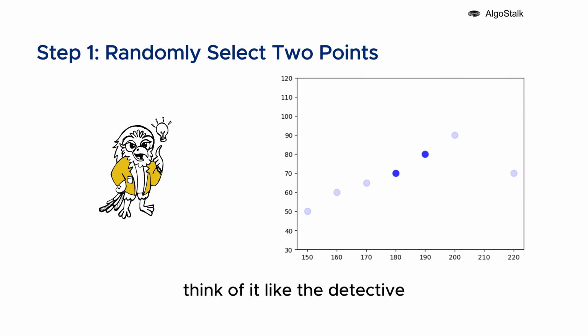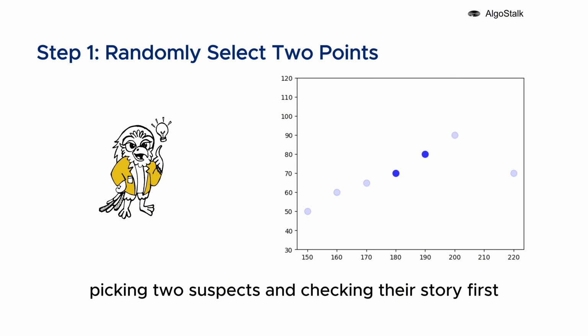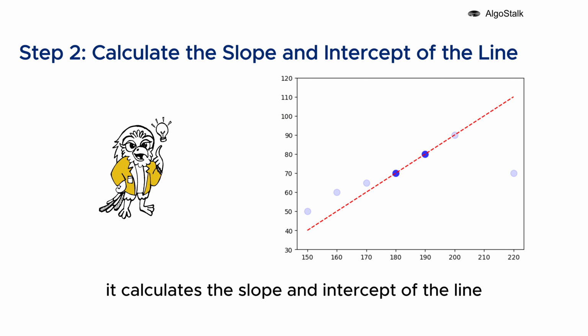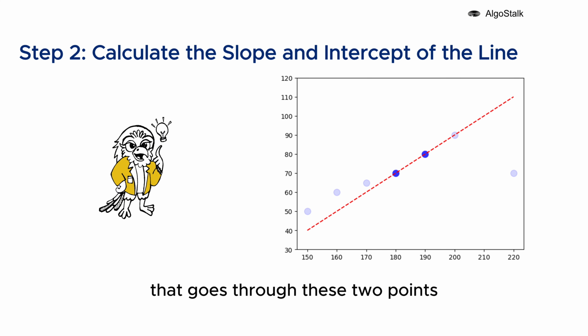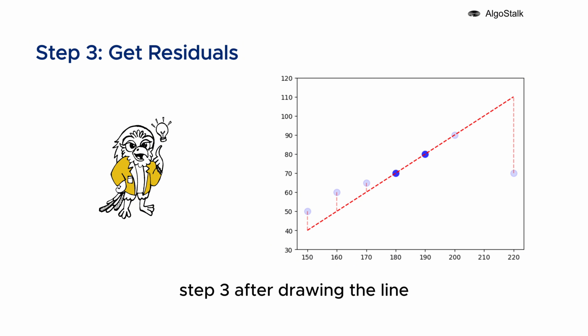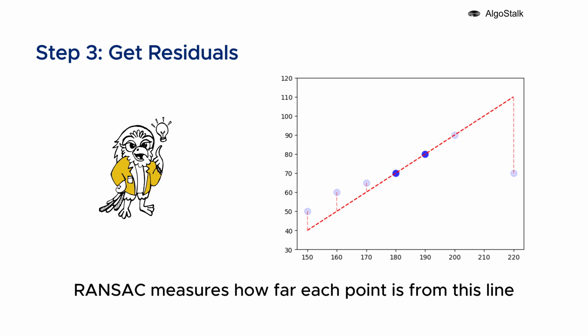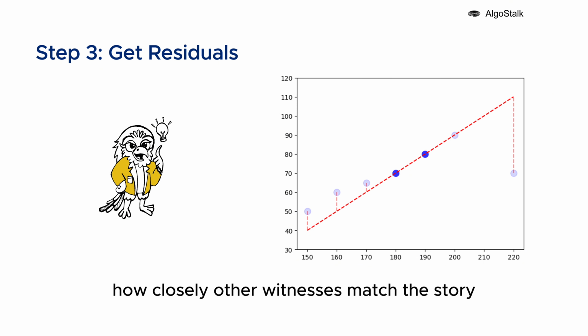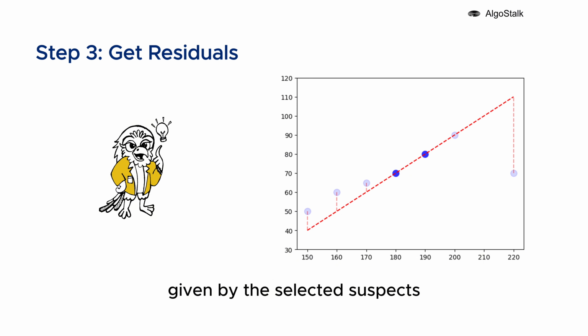Think of it like the detective picking two suspects and checking their story first. Step 2. Next, it calculates the slope and intercept of the line that goes through these 2 points. This line represents the story RANSAC is trying to verify. Step 3. After drawing the line, RANSAC measures how far each point is from this line. This distance is called the residual. Think of it as checking how closely other witnesses match the story given by the selected suspects.